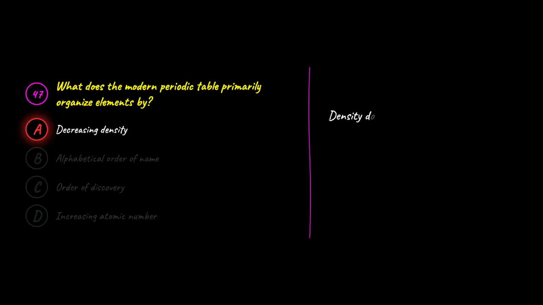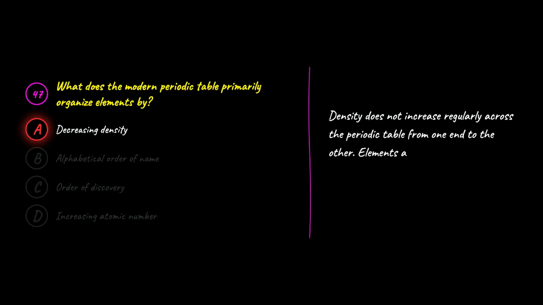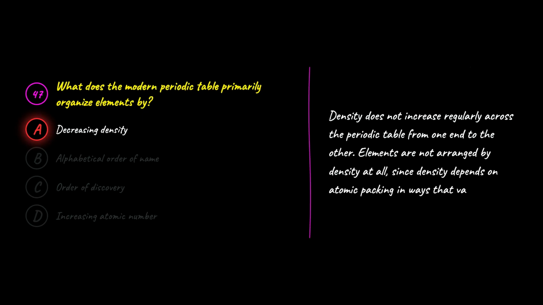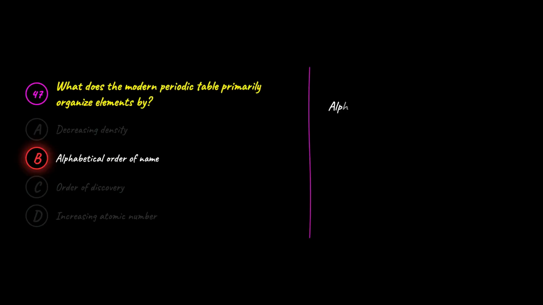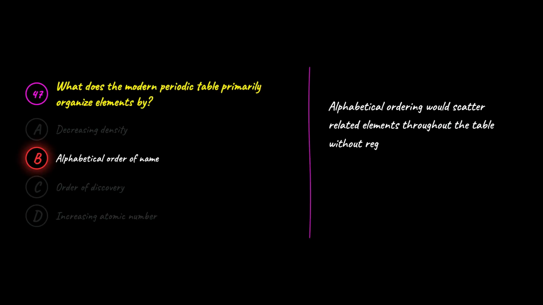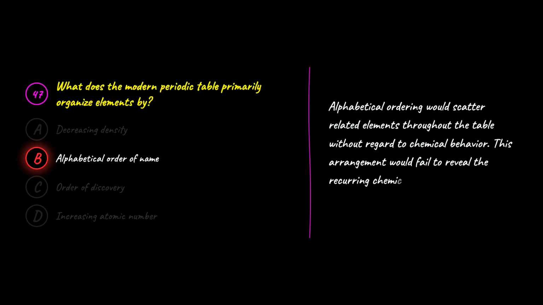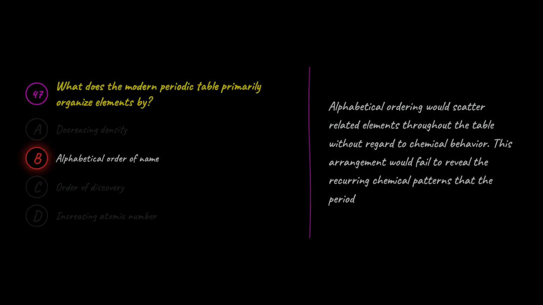A is wrong because density does not increase regularly across the periodic table from one end to the other. Elements are not arranged by density at all, since density depends on atomic packing in ways that vary irregularly. B is wrong because alphabetical ordering would scatter related elements throughout the table without regard to chemical behavior. This arrangement would fail to reveal the recurring chemical patterns that the periodic arrangement is designed to display.